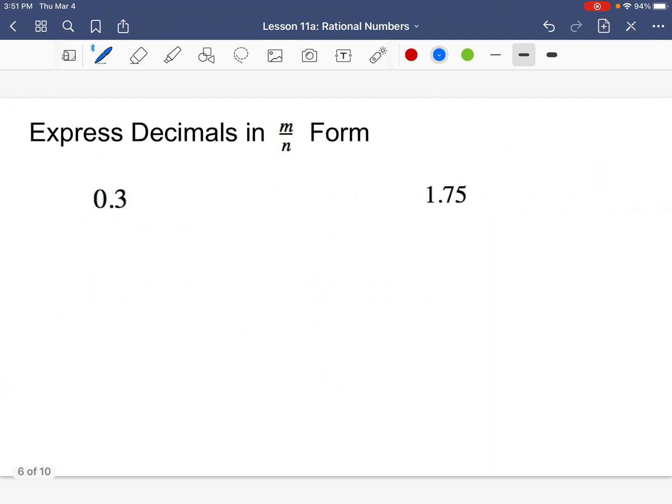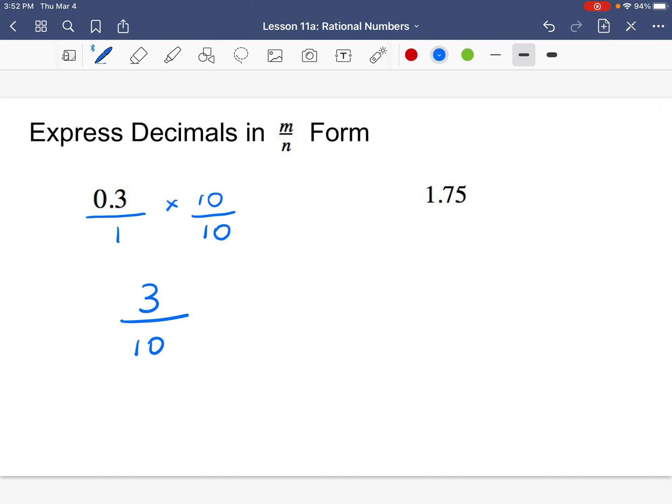I can write decimals in fraction form. I start by writing the decimal over 1, and I multiply the decimal by the power of 10 that creates an integer. So if I multiply 0.3 by 10, that creates 3. I also have to multiply the denominator by 10, so 1 times 10 is 10. So 0.3 is equivalent to 3/10.